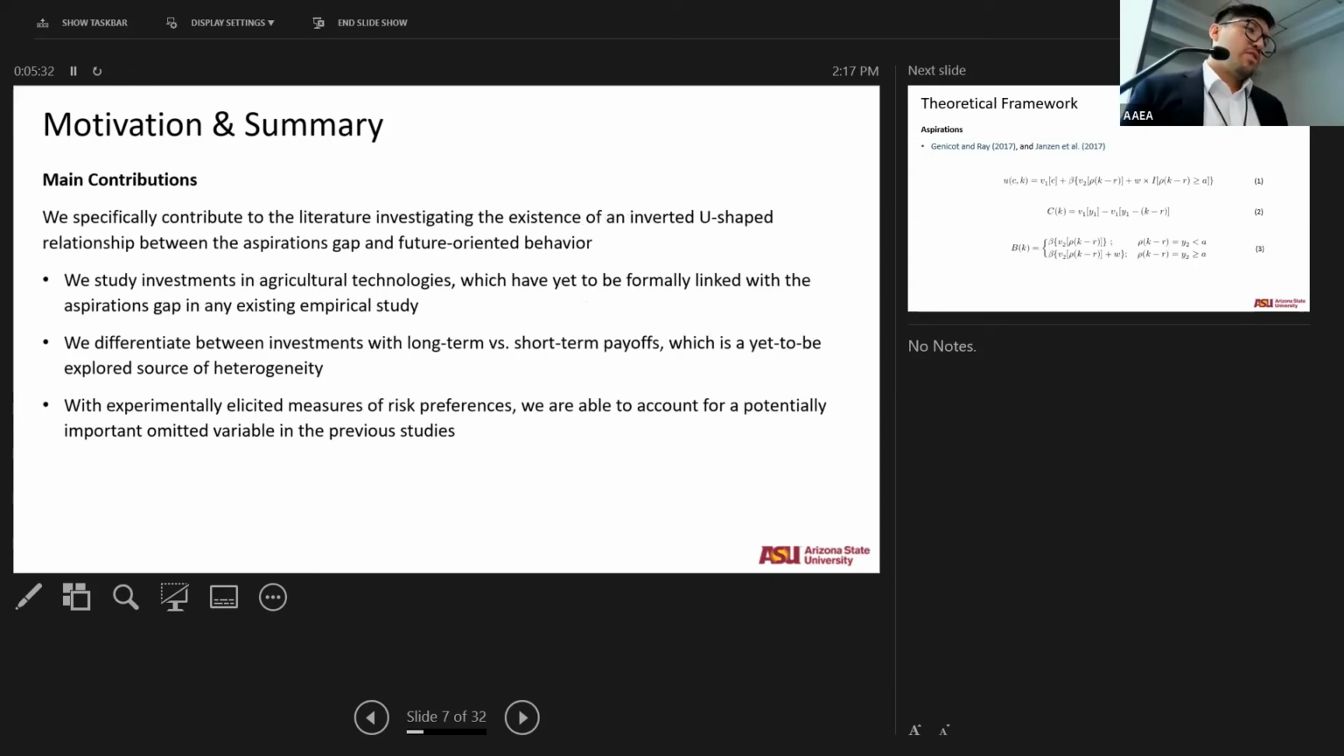Well, what are the main contributions of our paper? Again, we are trying to investigate this, even accounting for the role of risk preferences. We also examine heterogeneity that can be attributed to the payoff of investment, short-term versus long-term.